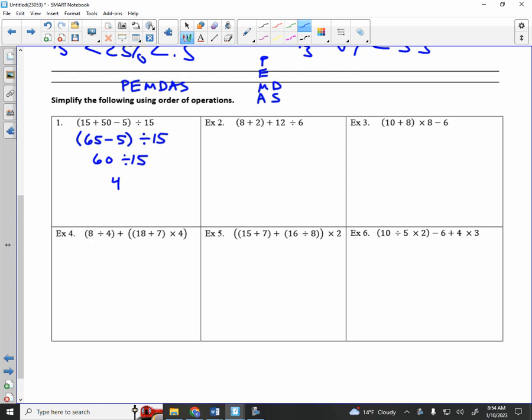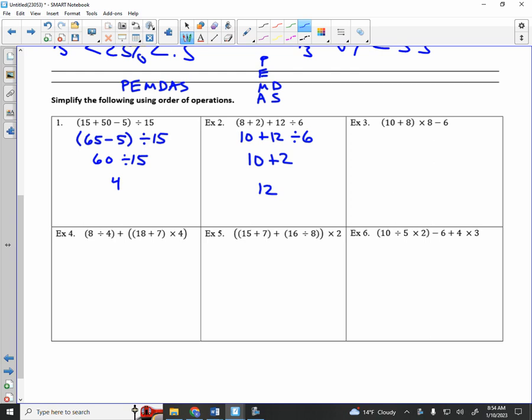Here, which operation do I do first? Yep, the 8 plus the 2 is 10. Plus 12 divided by 6. Move to my second step, which is going to be my division. I have 10 plus 2 because 12 divided by 6 is 2. I get 12.